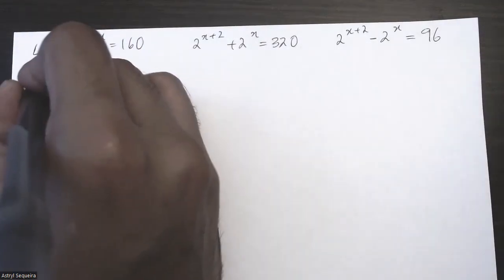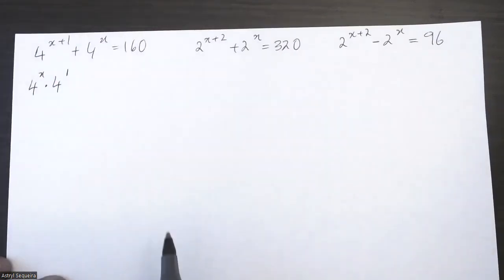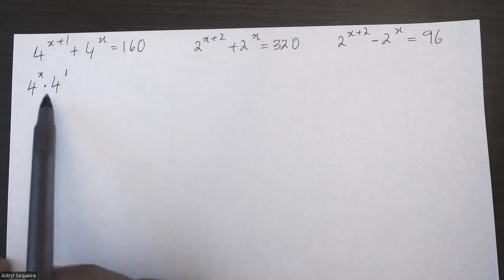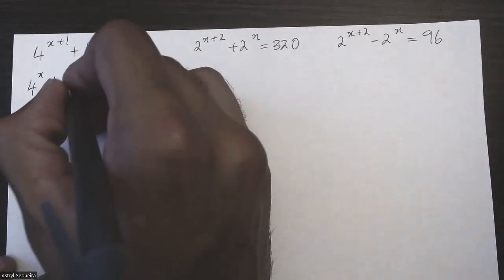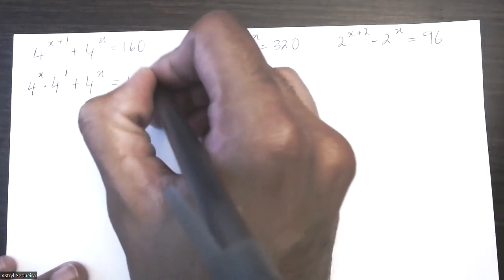We're going to split it into 4 to the power of x times 4 to the power of 1, because according to the rules of exponents, if you have two terms multiplying, you add the exponents. So we just did the backwards step of that, and then this is just 4 to the power of x equals 160.